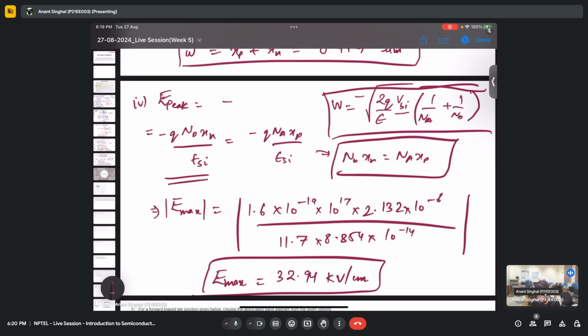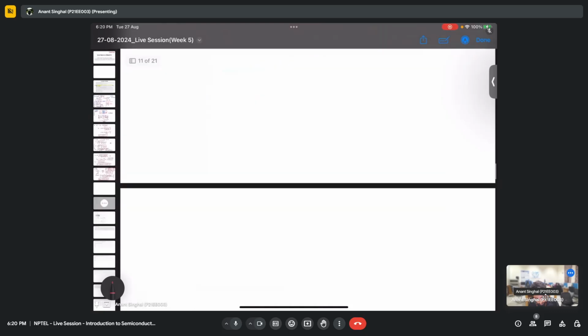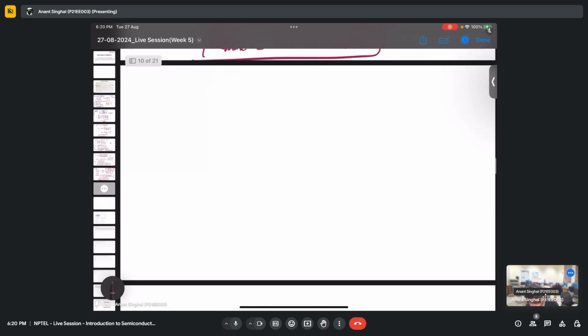Is there any doubt in this? Okay, fine. So now what you can do is we can do an isotype junction very quickly. Would you want to do it for an n-type isotype or a p-type? You can quickly let me know. You only need to draw a band diagram.